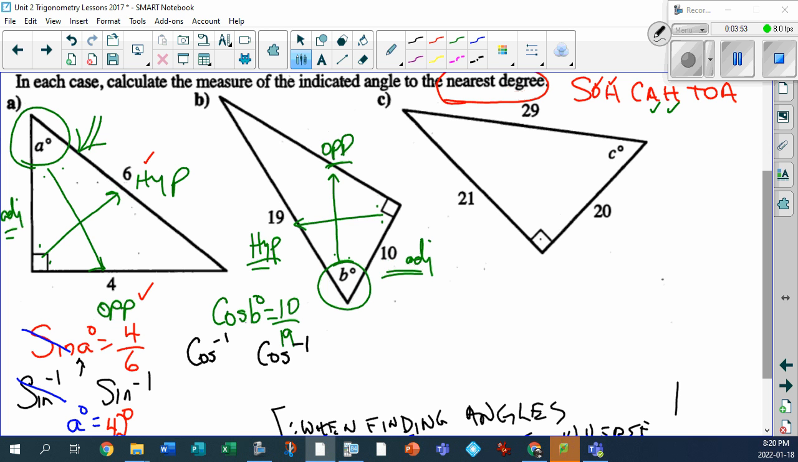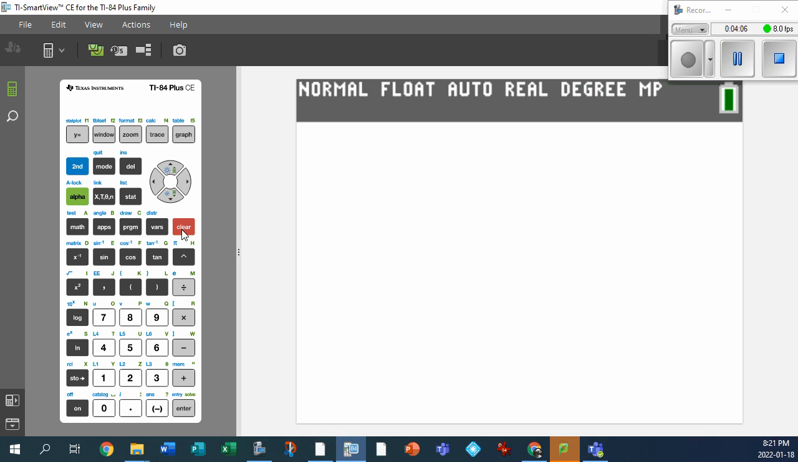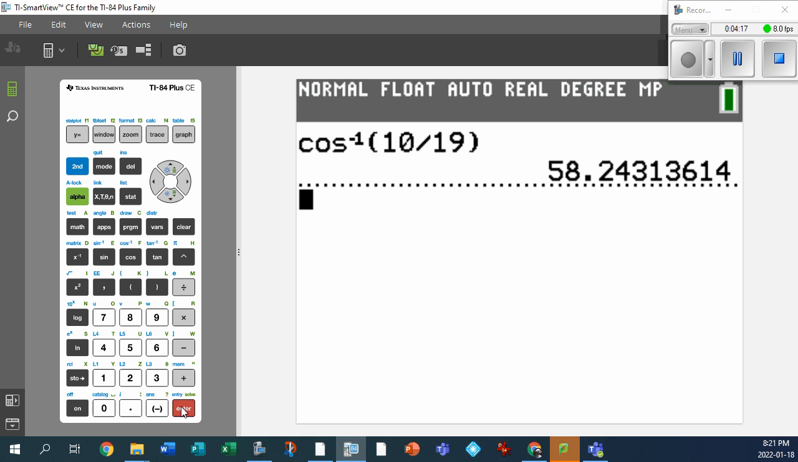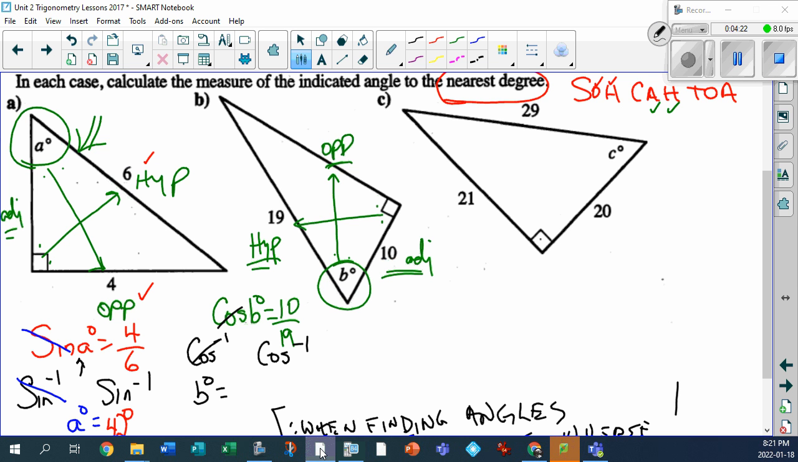Why? Because again, you want to get rid of that cosine so that B's all by its lonesome. So we want inverse cos of 10/19. Calculator, clear this puppy. Inverse cos of 10/19. There it is. Close that bracket just like we had. Punch it. Let's see what we got. Oh, look at that. 58 degrees. Remember, to the nearest degree. So this, in fact, works out to be 58 degrees.